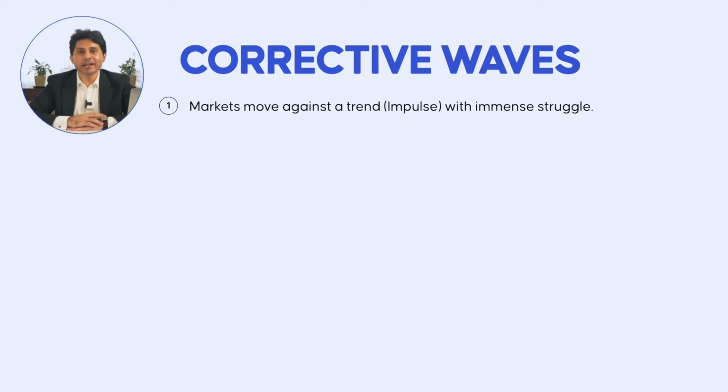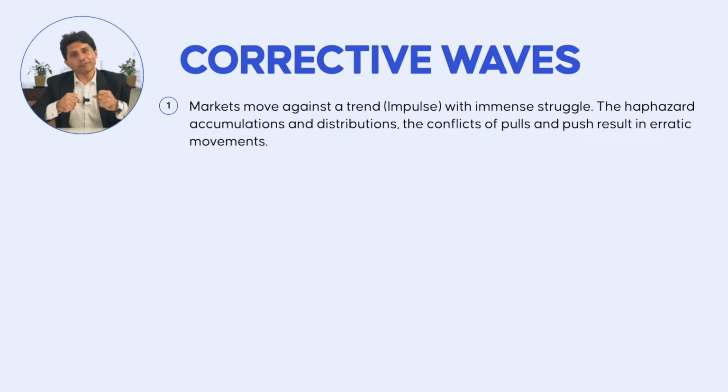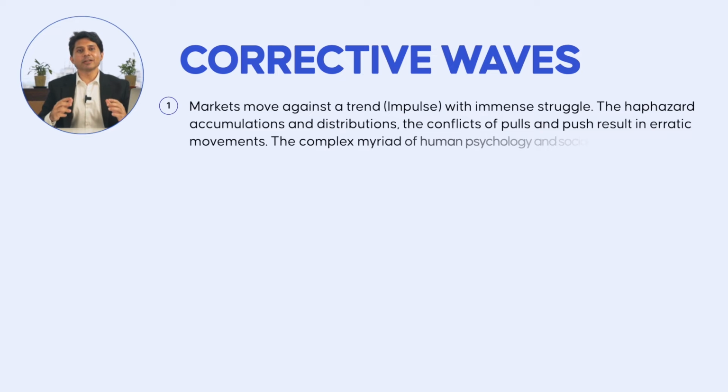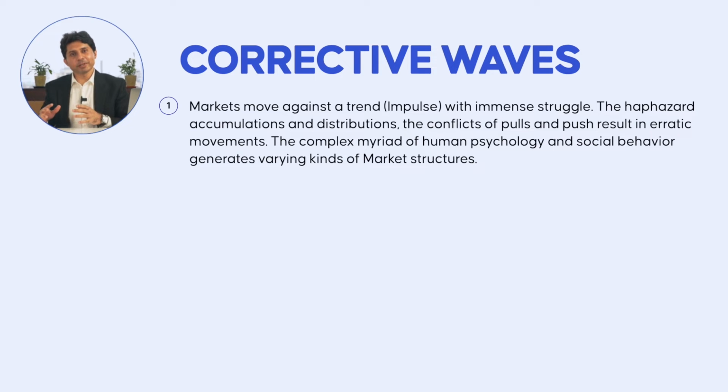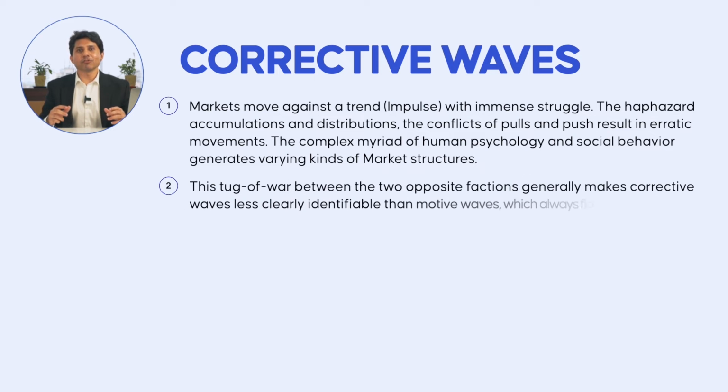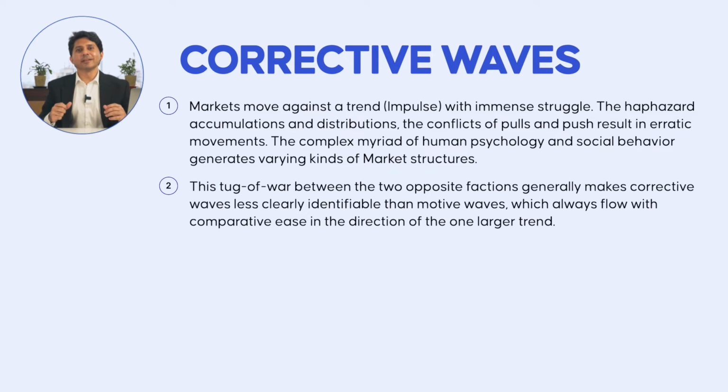Markets move against a trend with immense struggle. The haphazard accumulations and distributions, the conflicts of pulls and push result in erratic movements. The complex myriad of human psychology and social behavior generates varying kinds of market structures. This tug of war between the two opposite factions generally makes corrective waves less clearly identifiable than motive waves. And motive waves generally flow with a lot of ease in the direction of the one larger trend.